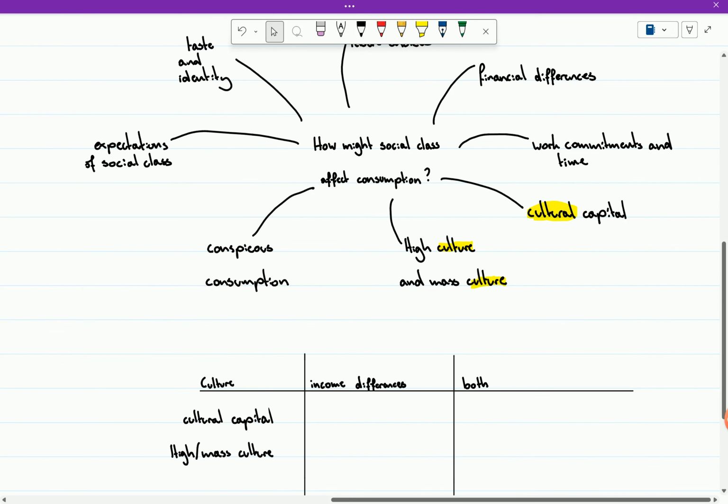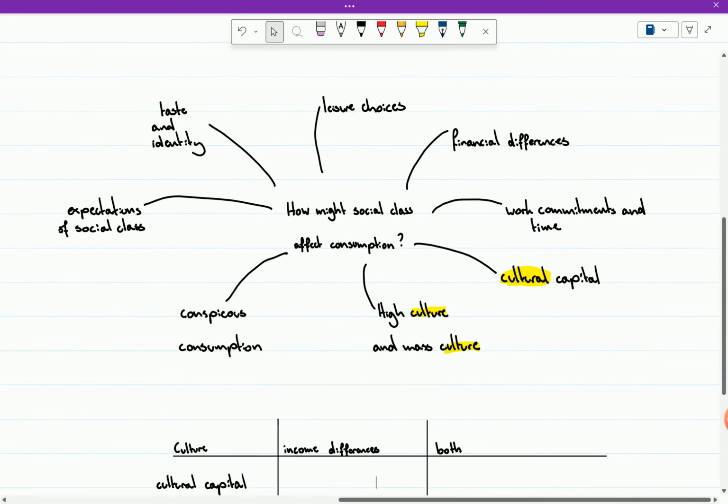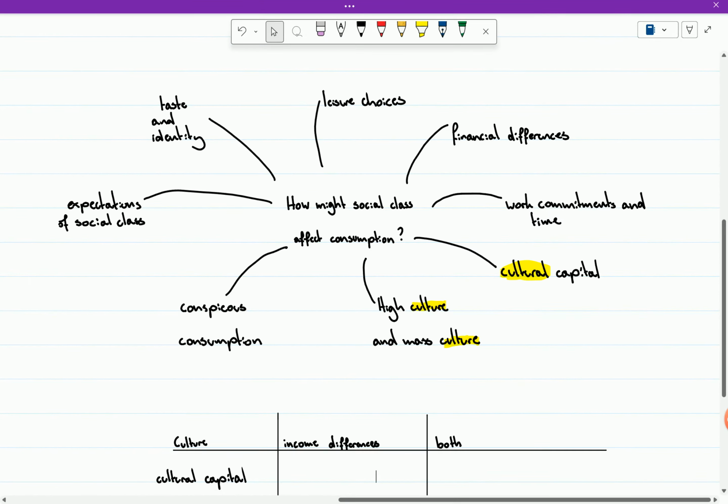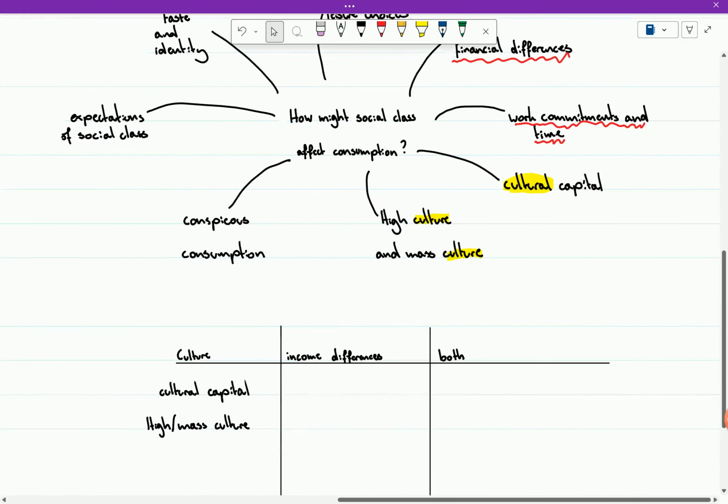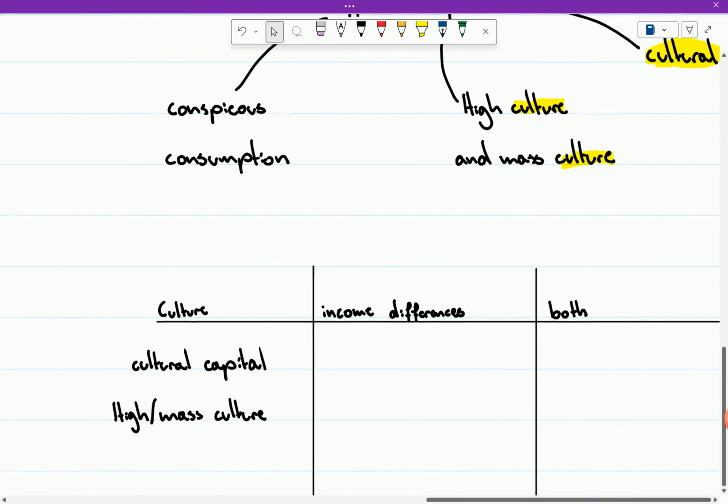And then if we were to take, I only have 1 highlighter. Anyway, I'll just do it in red. So 2 that also stand out to me here is something beyond culture and the income differences. So financial differences is 1. Work commitments and time is another. Please excuse my terrible highlighting substitute there, but we work with what we've got. So you might put work commitments here.